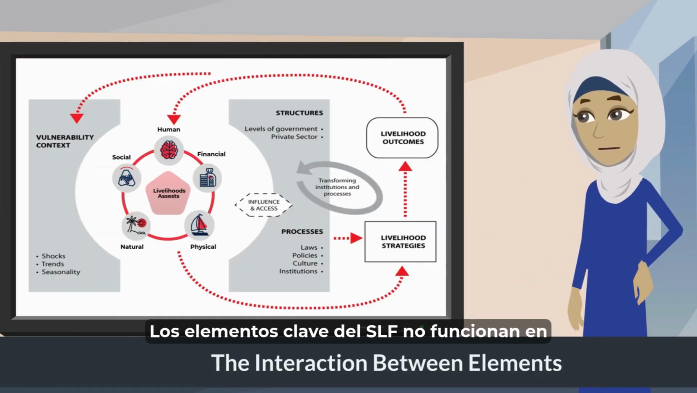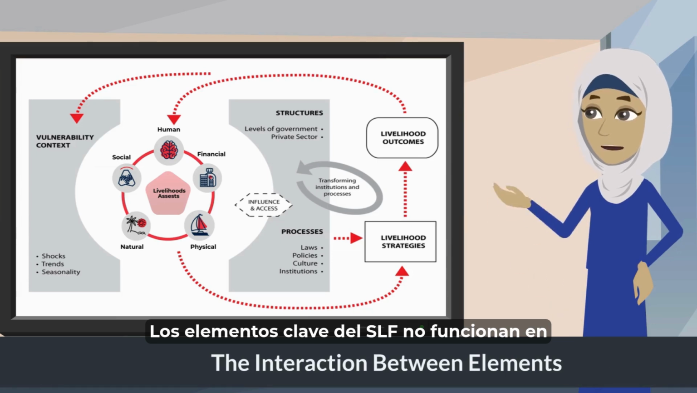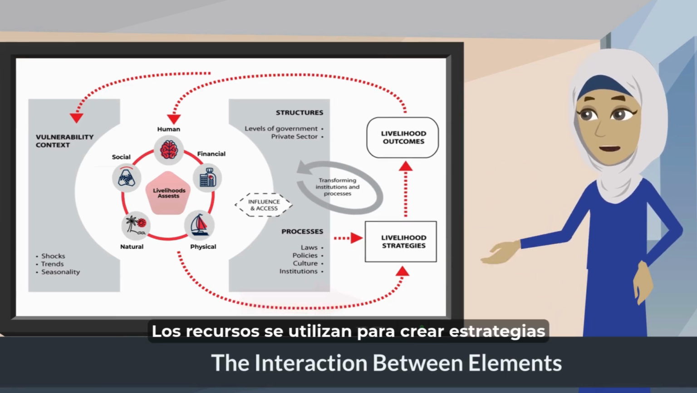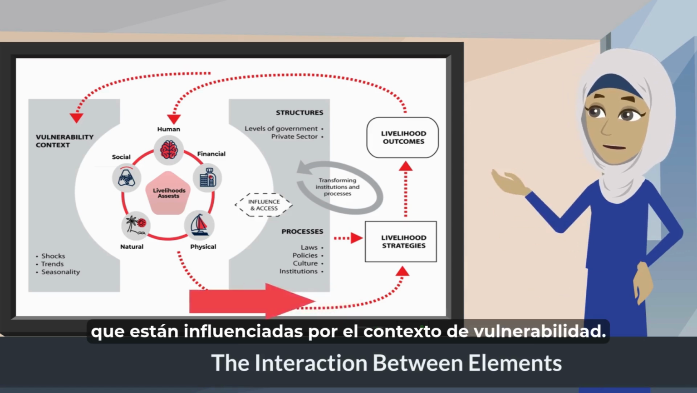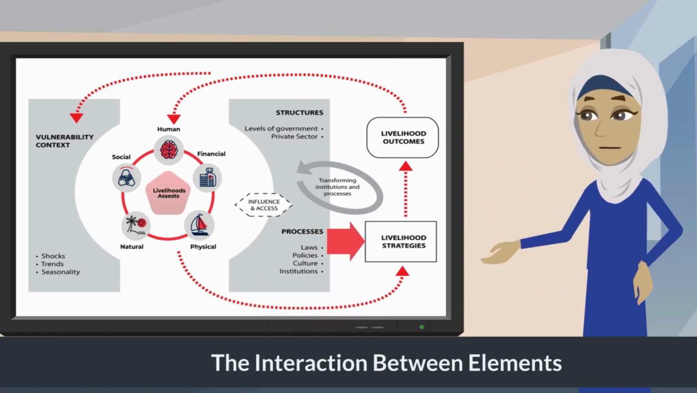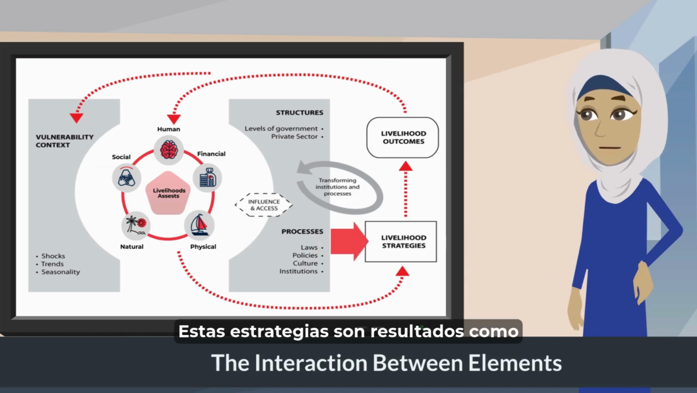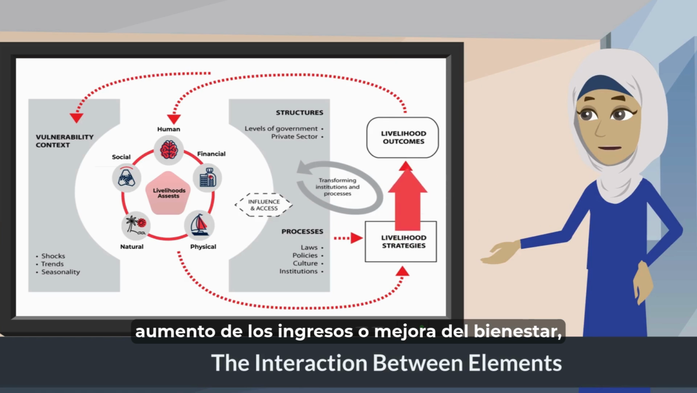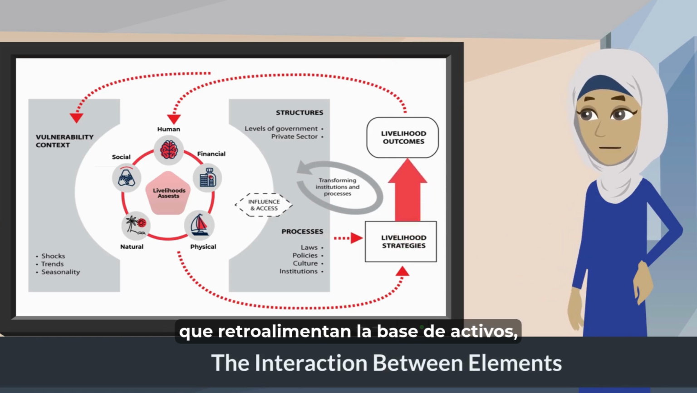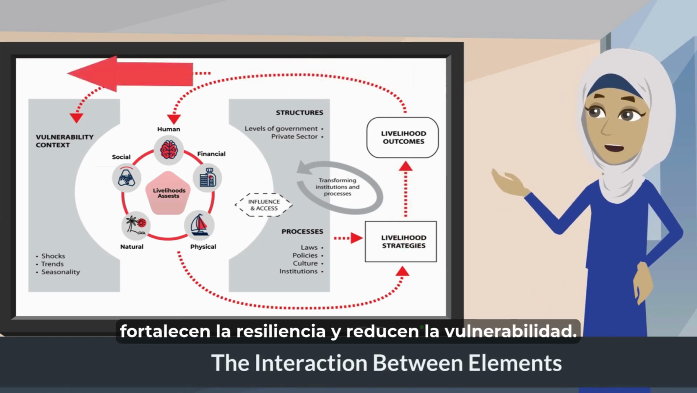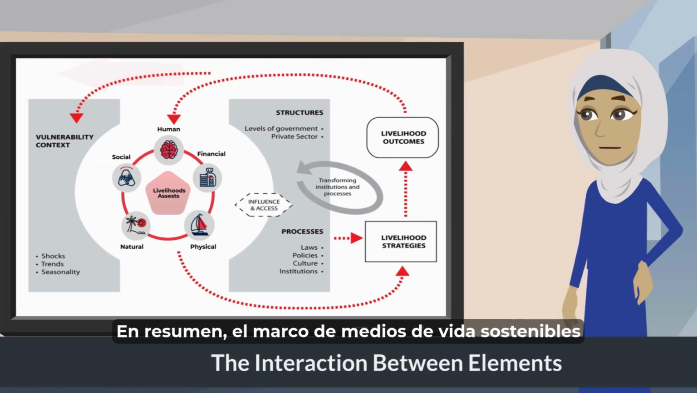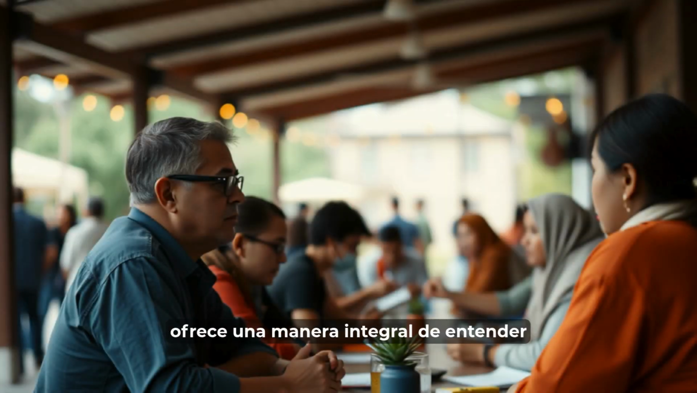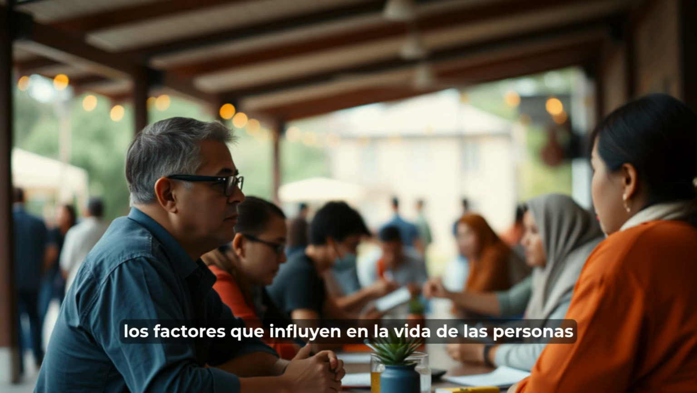The key elements of the SLF do not work in isolation. Livelihood assets are used to create strategies, which are influenced by the vulnerability context and the structures and processes at play. These strategies lead to outcomes like increased income or improved well-being, which feed back into the asset base, strengthening resilience and reducing vulnerability.